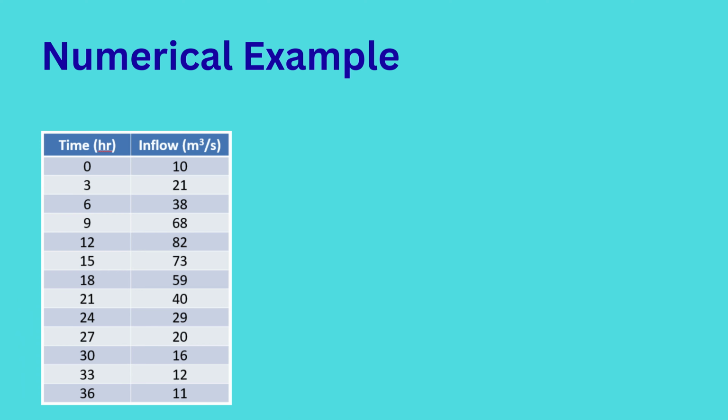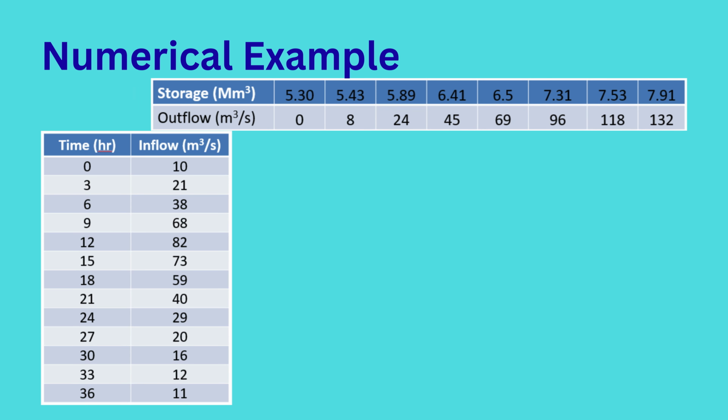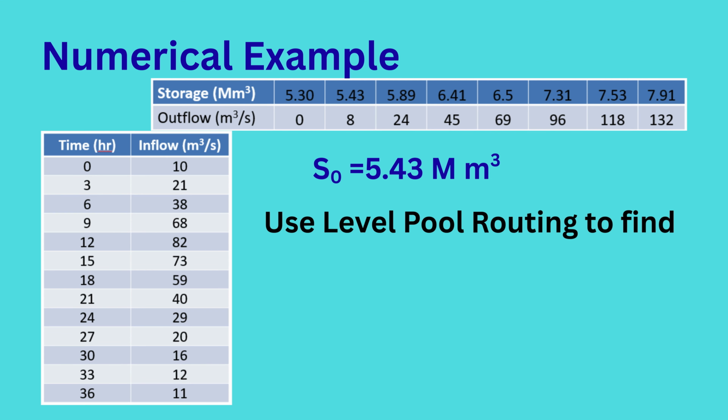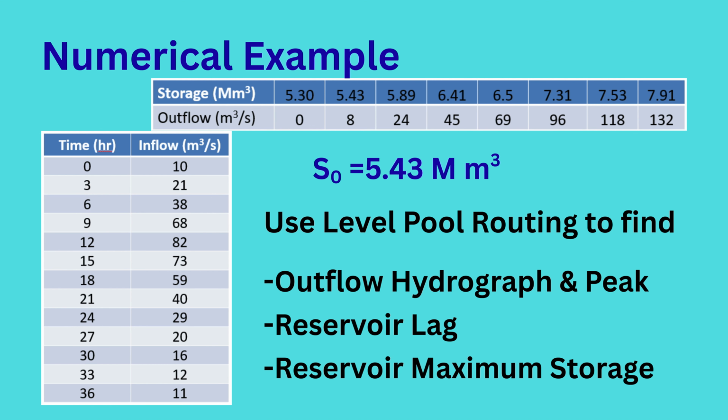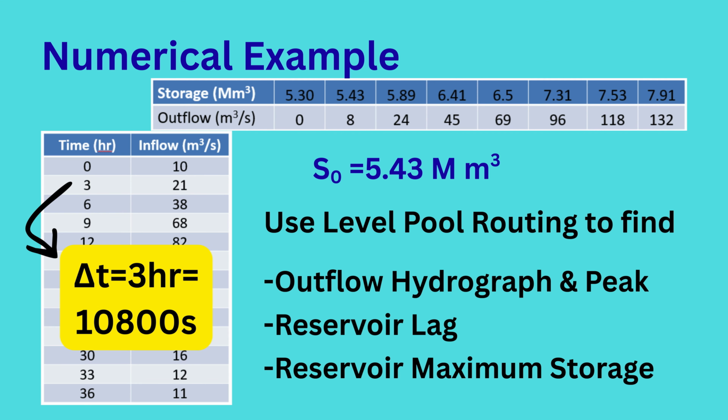The inflow hydrograph data into the reservoir is given as shown. The record of storage-outflow data is also provided. The initial storage is assumed to be 5.43 million cubic meters. We are supposed to use the level pool routing method to calculate the outflow hydrograph and its peak, estimate the reservoir lag, and finally estimate the maximum storage. Note that our delta T in this example is 3 hours or 10,800 seconds.